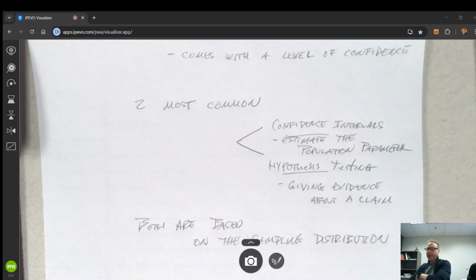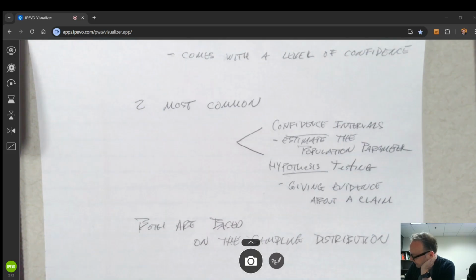What do I mean by a claim? It's like I come up with an idea, like a guess or a hypothesis about something. Like maybe I would say, I hypothesize that 10% of Gateway students drive a car. Then I'll go out and get some sample data to either give evidence in support of that or not. That's what hypothesis testing is.